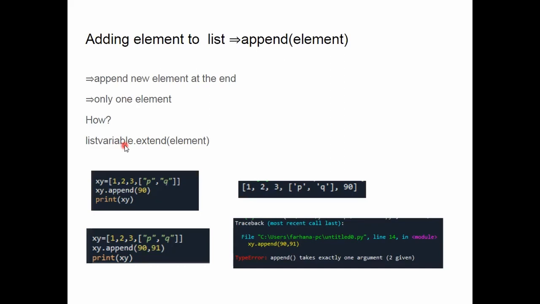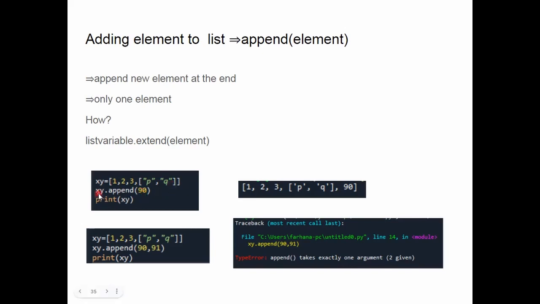Now what is the method of using the append function? It is similar to the method of using extend. Here the method of using extend is list variable dot extend element, and if you want to use the append function, it will be list variable dot append and the element. So here we have list xy containing 1, 2, 3 and P2, which is the sub element. Now I want to add 90 at the end.